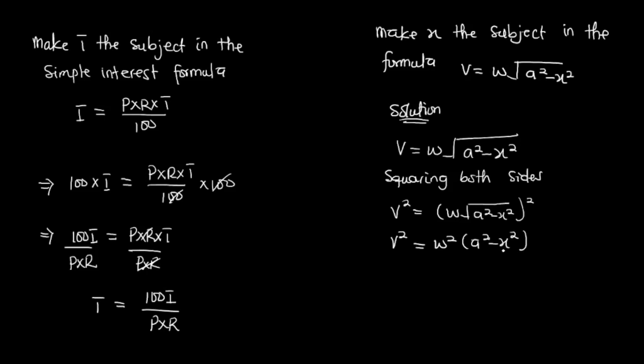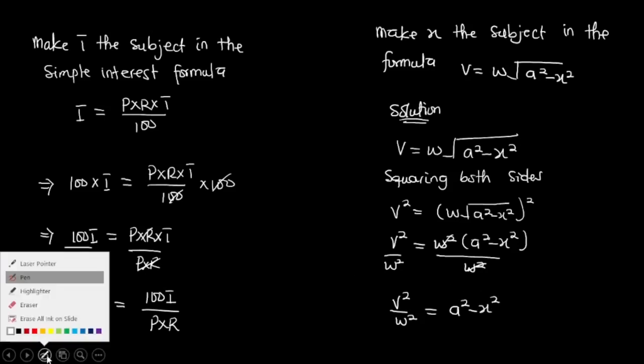Right, so now that we've gotten rid of the root sign, the next thing we need to do is to make sure that our x term is standing alone. We can do that by, first of all, dividing both sides by w squared. So this cancels this, so it means we have v squared on w squared is equal to a squared minus x squared. Right, so from here, let me get some space.